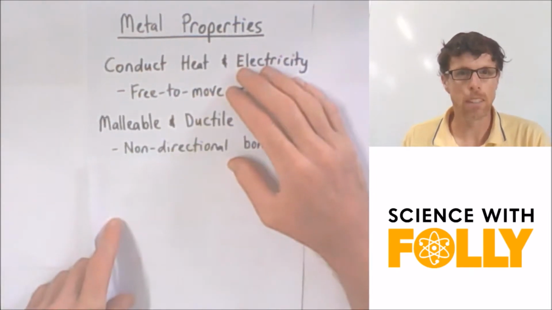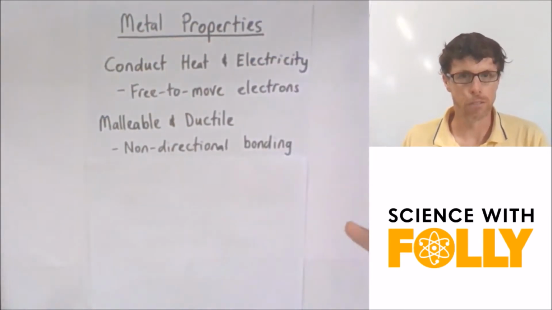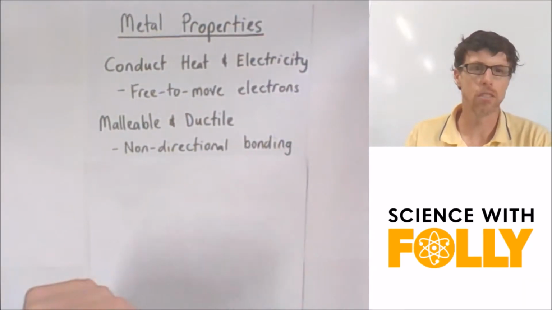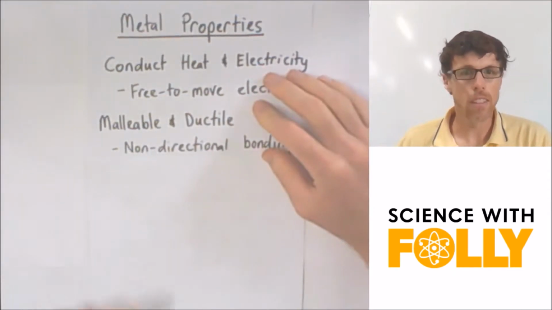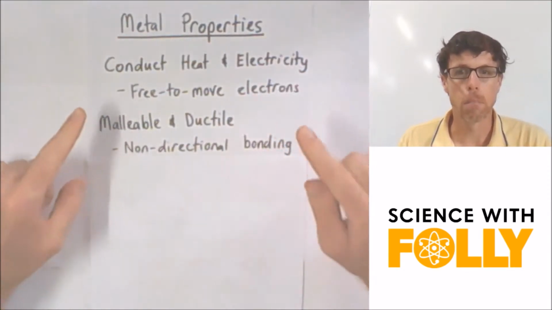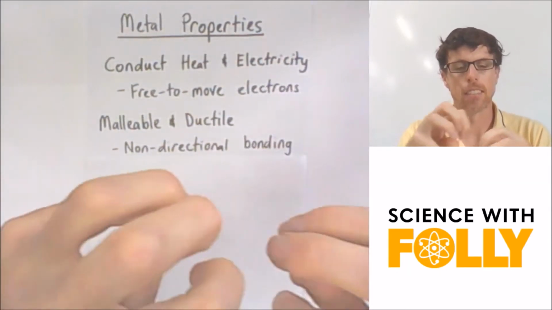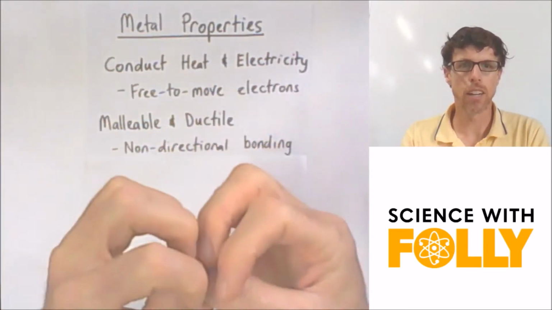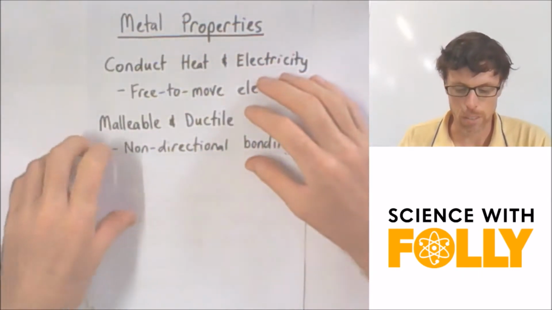They are malleable and ductile. Malleable means they can be shaped with force, and ductile means they can be stretched into wires, and this is because the bonding is non-directional. When a force is applied to the lattice, the metal nuclei can move around, but they're still attracted in all directions to the sea of electrons.